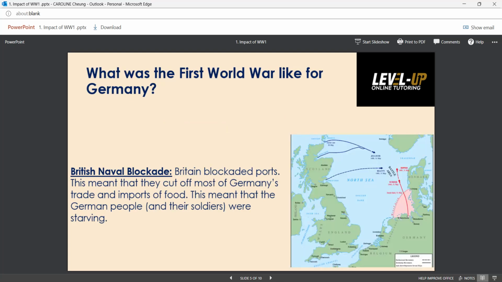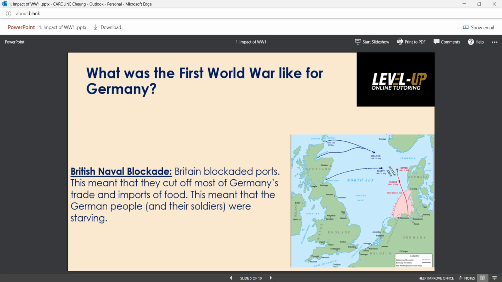And then what was incredibly difficult for everyone back home as well. It wasn't just soldiers that were affected in World War One. People in Germany had a dreadful time of it. And it's because of something called the British Naval Blockade. That's a really fancy term for blocking someone's ports so they can't get food in and out.